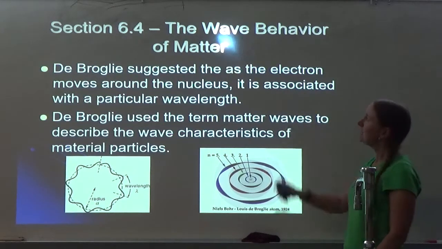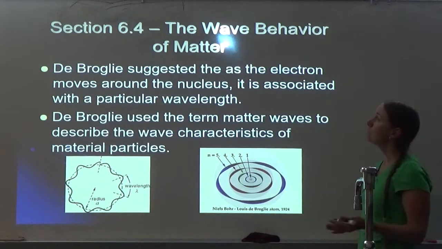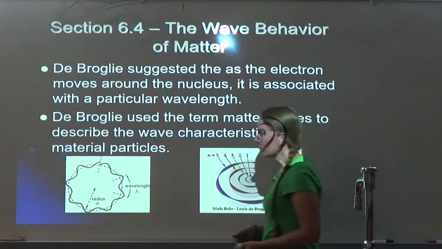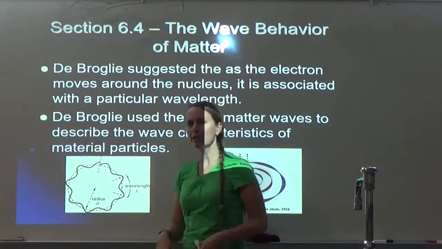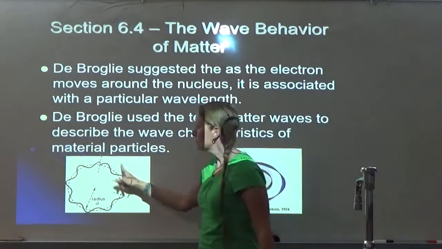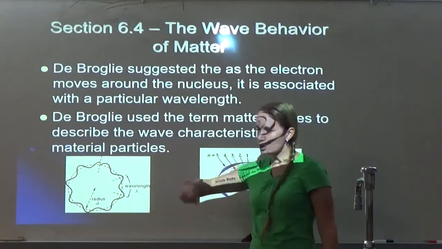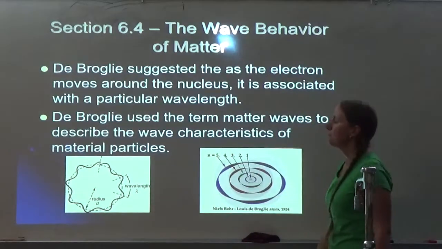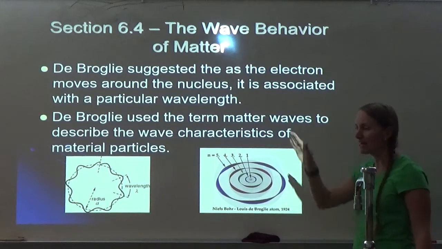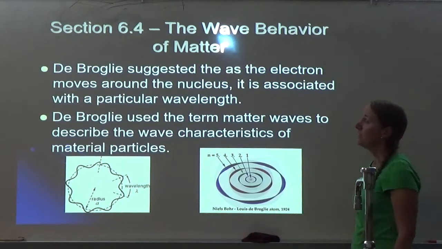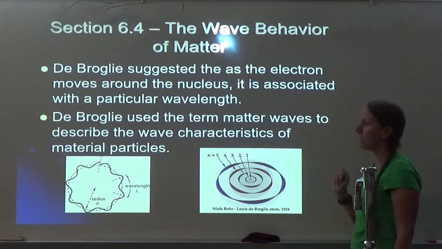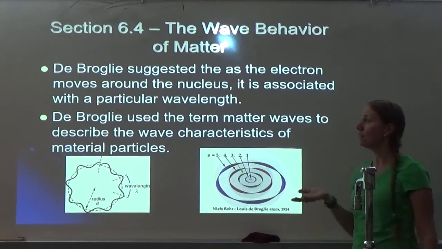De Broglie suggested that as the electron moves around the nucleus, it is associated with a particular wavelength. Think of it kind of like this: as it's working its way around its energy level, it's acting like a wave as it goes. Of course, this is a simplified version. We know it doesn't just orbit the nucleus like this, but that's a simplified version so we can get an idea. When it's traveling, it's like it's traveling in a wave behavior. But an electron is an actual particle. So de Broglie used the term matter waves to describe the wave characteristics of material particles.